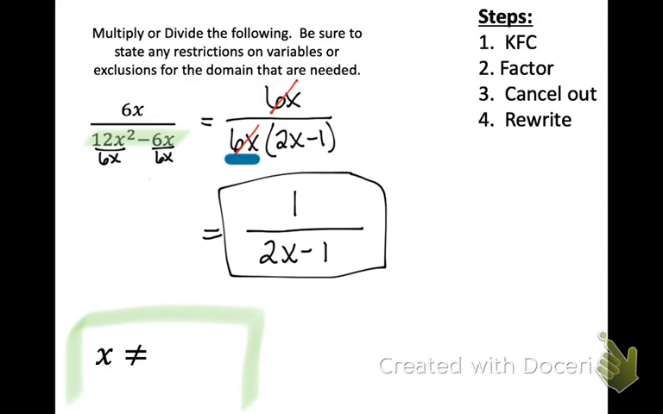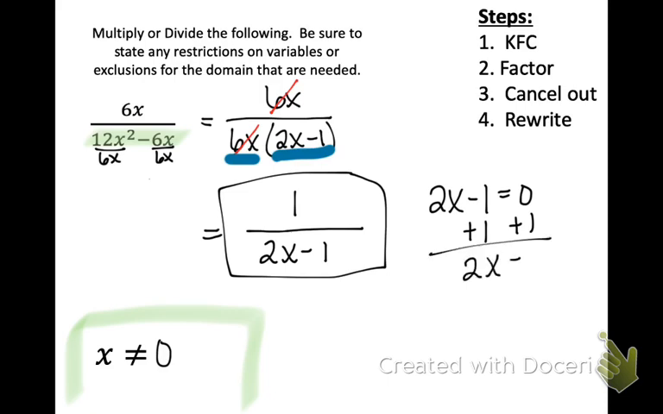So first of all, if I look at 6x, I think 6 times what would give me 0? Well, that would be if x was 0. So x can't be 0. And then for the 2x minus 1, this might be hard to do in my head. I'm just going to set 2x minus 1 equal to 0 and see what value of x would give me 0. So if x were 0 or 1/2, then I would have a 0 in my denominator. So those are the two numbers that x can't be.